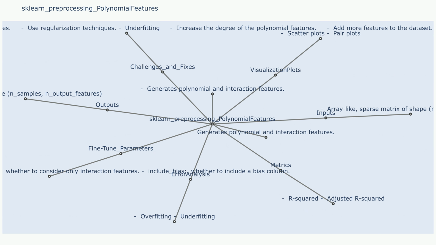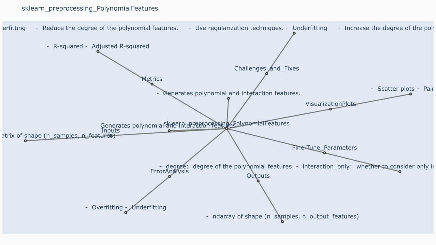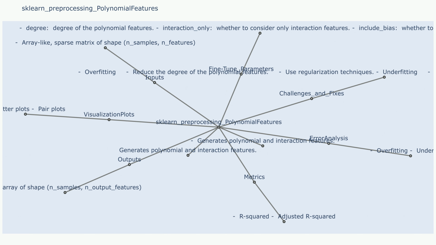Steps. Feature generation: the algorithm generates all possible combinations of input features up to a specified degree. These combinations include the original features themselves (degree 1), squared terms (degree 2), interaction terms (products of different features), and so on. Feature matrix transformation. It creates a new matrix where each column represents one of the newly generated polynomial features.